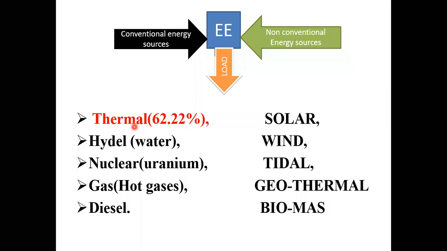That source may be taken from hydro, nuclear, gas, and diesel, or that source may be taken from solar, wind, tidal, geothermal, and biomass. But before taking one more source along with the thermal, first of all, we must understand why we need to take one more source. That is very, very important. Once we understand why, then automatically we can pick one source from the remaining sources. What is the need for a combo for thermal? Combo is nothing but combination. So what is the need for taking one more source along with the thermal?